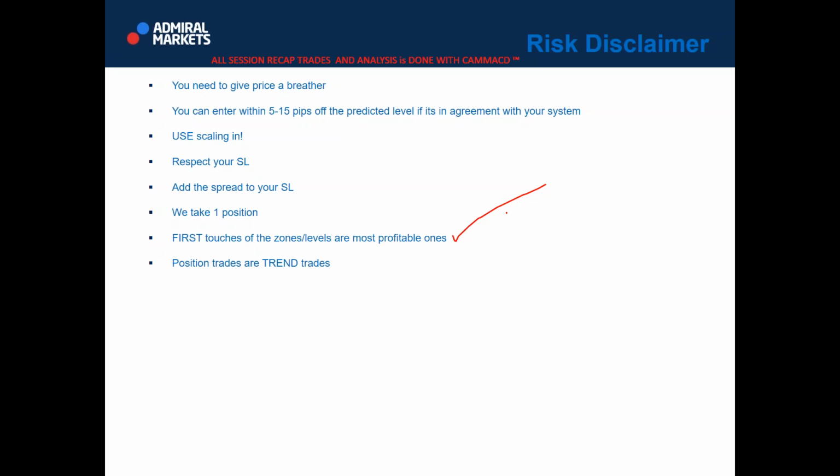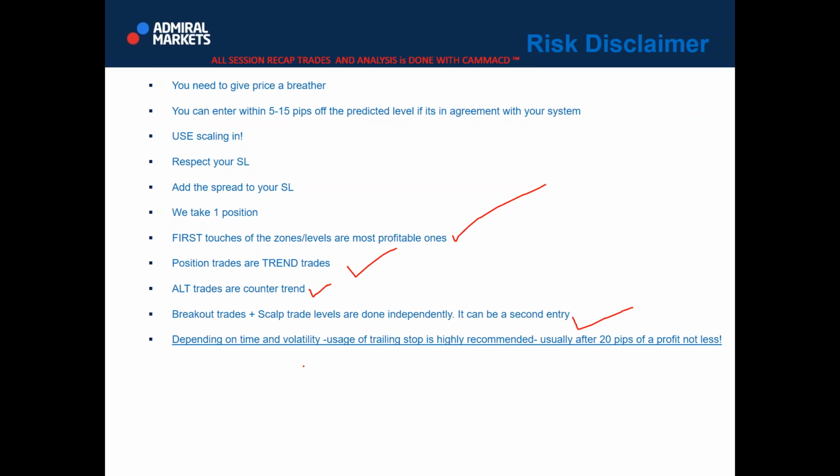Position trades are trend trades, always. So remember it, position trades are trend trades. Don't forget it. Alternative trades are counter-trend trades. Then breakout trades and scalp trade levels are done independently. It can be a second entry. Depending on time and volatility, usage of a trailing stop is highly recommended, usually after 20 pips of profit, not less.